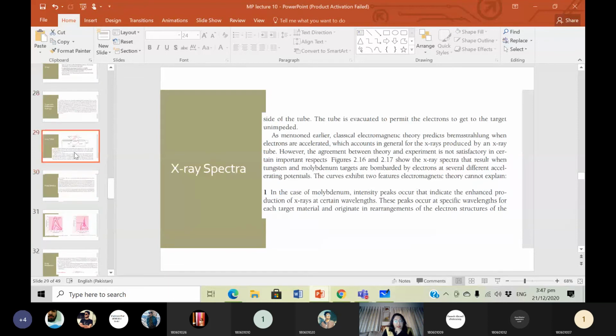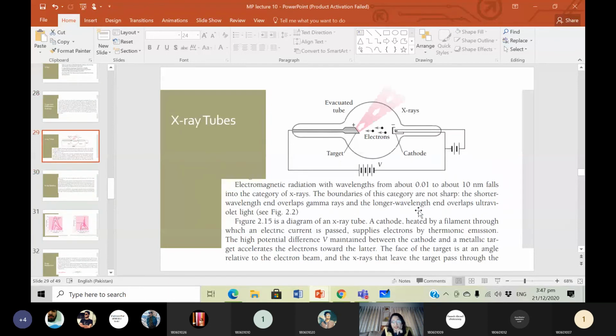So where were we? We were here, okay? Electromagnetic radiation with wavelengths from about 0.01 to 10 nanometers falls into the category of X-rays. So basically, the wavelength range of X-rays is 0.01 to 10 nanometers, okay? So we need to use a crystal as a diffraction grating, where the spacing between the atoms in the crystal will be the same order of magnitude as this X-ray wavelength. Then only we'll be able to get satisfactory results. The boundaries of this category are not sharp.